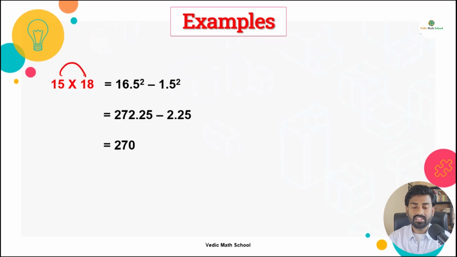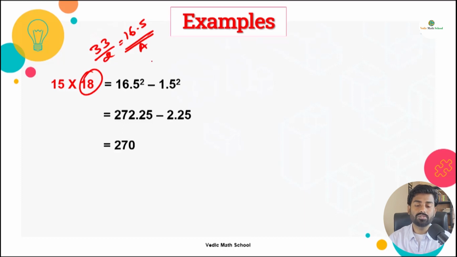Okay, let's take this example again: 15 into 18. I'm not going to use the traditional method, using the same thing. 15 and 18 give you the value what? It will give you 33. Divided by 2 will give you 15.5. Is it? No, it is 16.5. So 16.5 is the number that is equal to a. Now b is what? 18 minus 16.5. So b will be 1.5. It is the value of b.